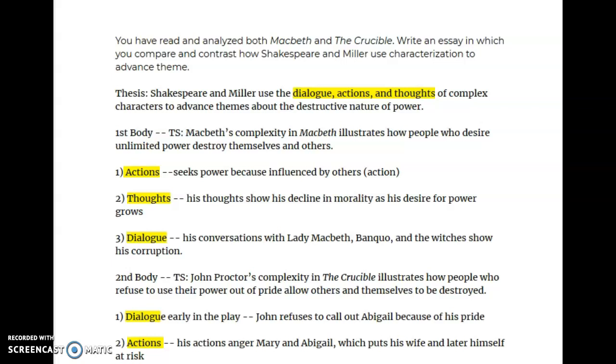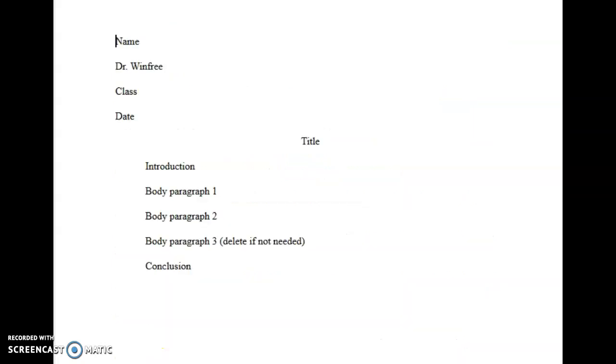Now we're going to talk about how to take your completed MPO and begin turning it into your essay. So you have your completed MPO, and then you have your theme and characterization comparison essay Google Doc. So what I've done is I have you formatted, and I also have the parts of your essay here. So remember that your essay has an introduction, it has body paragraphs, and it will have a conclusion.